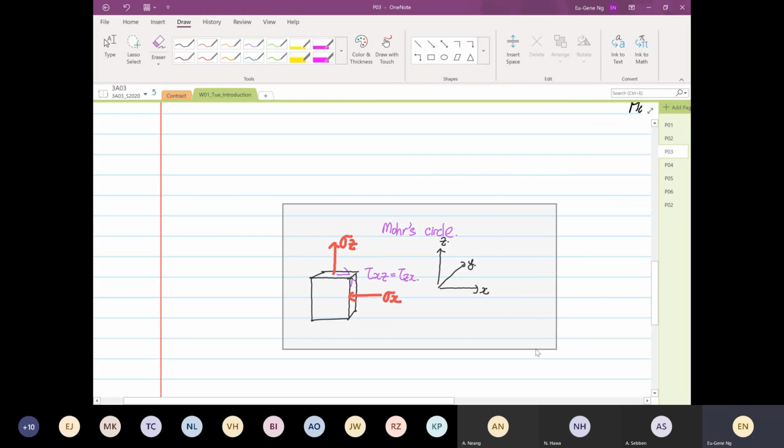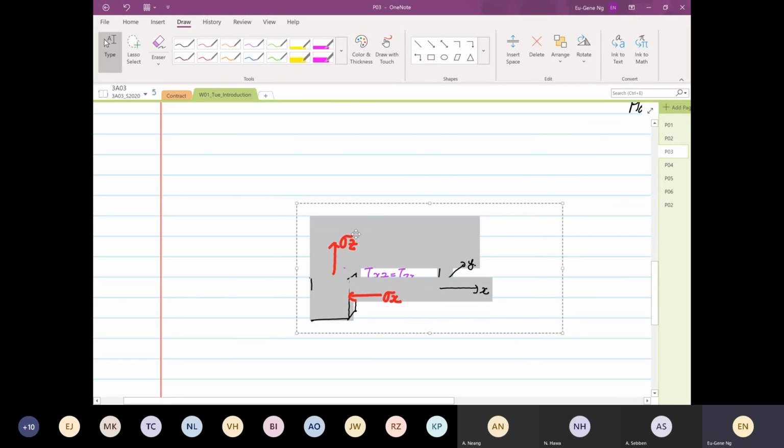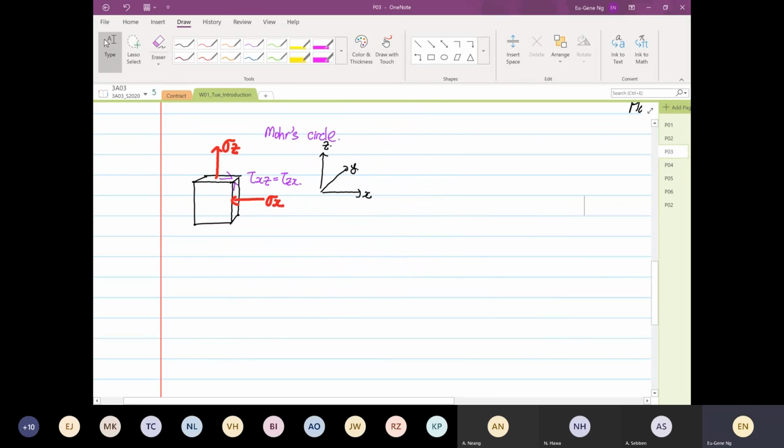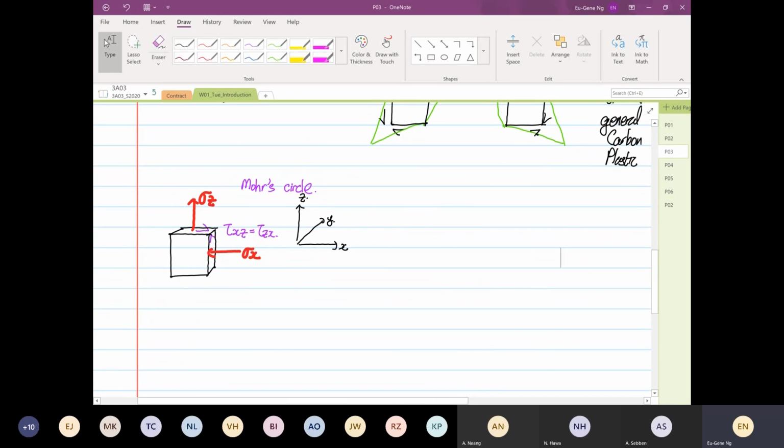We are going into Mohr's circle now. Okay, we're going to construct Mohr's circle. Later on, I'll tell you why Mohr's circle. So we are going to label this as your point X, and this is your point Z.